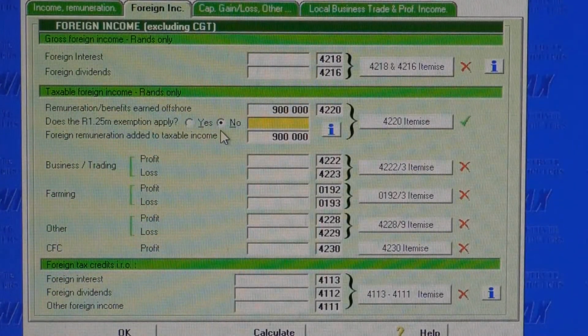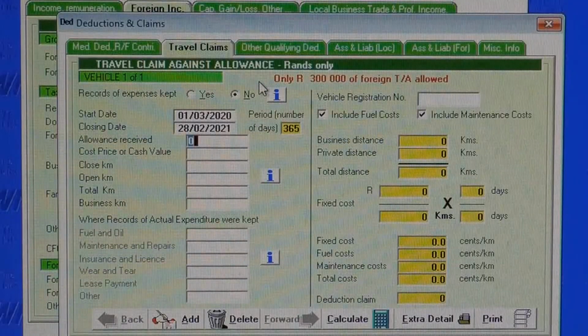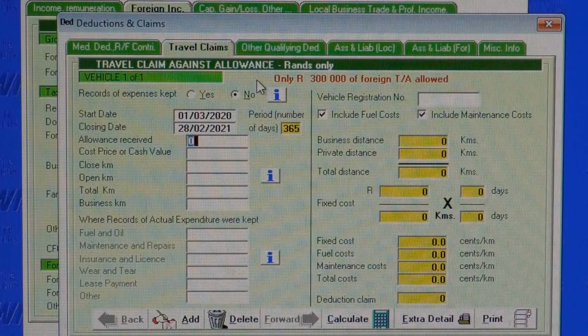Now, I've indicated that the exemption does not apply, so the entire 900,000 earned offshore is taxable in South Africa. And if we look at the travel claim calculator, it's telling us now that the entire 300,000 Rand of foreign travel allowance is allowed.